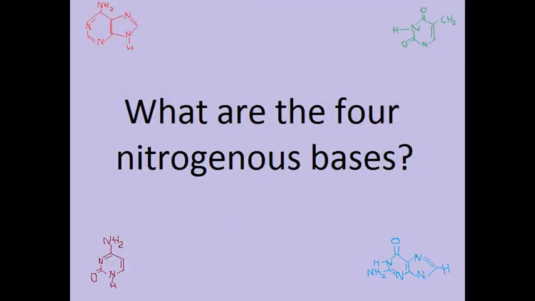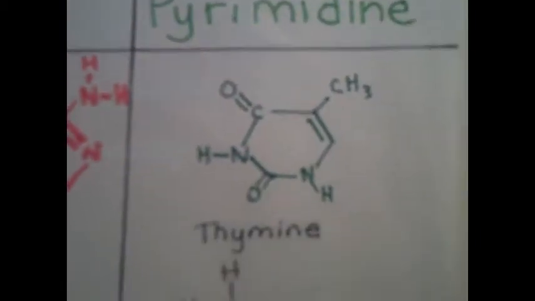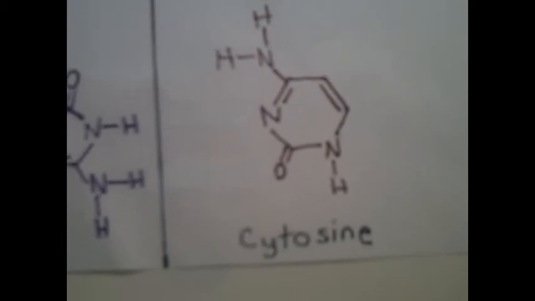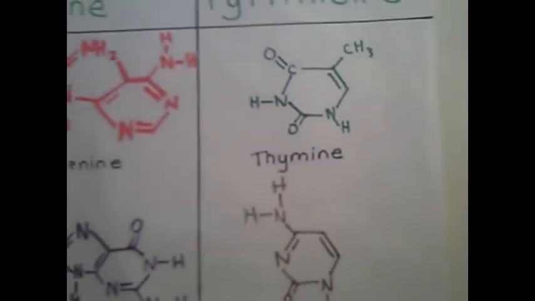What are the four nitrogenous bases in DNA? There are four possible DNA nitrogenous bases, and they can be separated into purines and pyrimidines. Adenine and guanine are both double-ring structures, and they're both purines. Thymine and cytosine are both single-ring structures, and they're both pyrimidines.